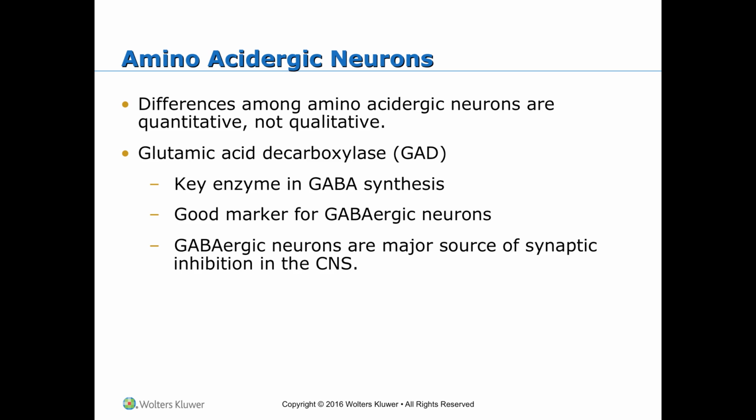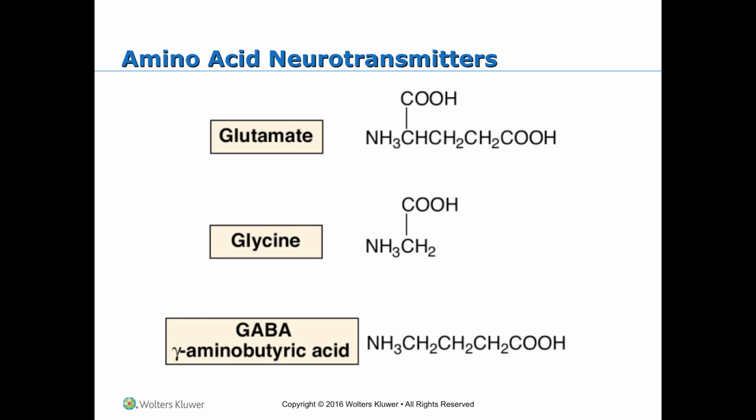Trying to find these amino acidergic neurons, including GABA, you need to be very specific in trying to localize where that neurotransmitter lies. So here are 3 of the amino acid neurotransmitters: glutamate, glycine, and GABA. GABA and glycine are primarily inhibitory. Glutamate is excitatory. So here's a plus, a minus, and a minus.